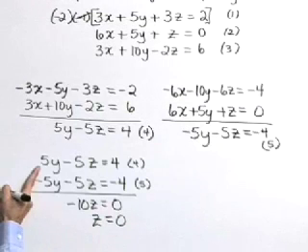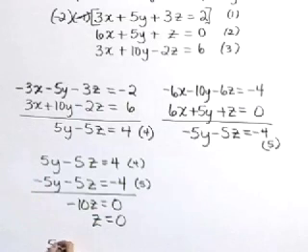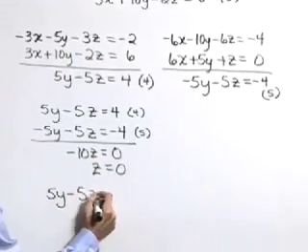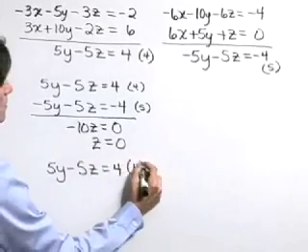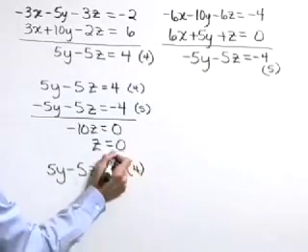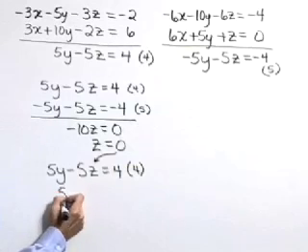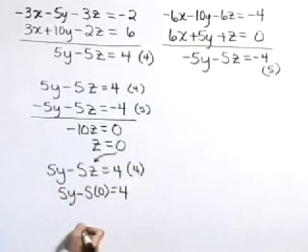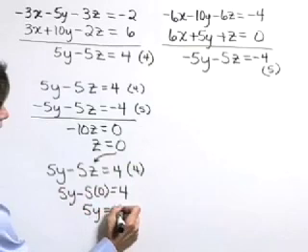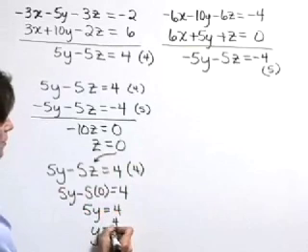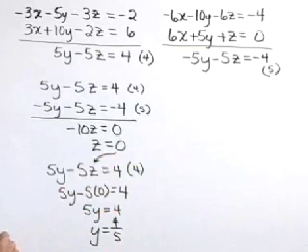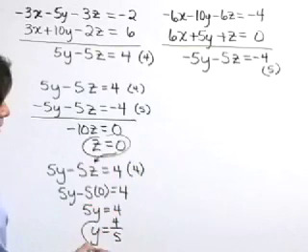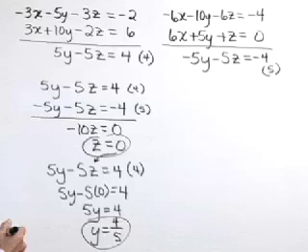Now let's go back in equation 4 and solve for y. Equation 4 is 5y minus 5z is equal to 4. That's equation number 4. Let's substitute z equals 0. So 5y minus 5 times 0 is 4. In other words, 5y is 4, or y is equal to 4/5. So we've solved for 2 of our variables.